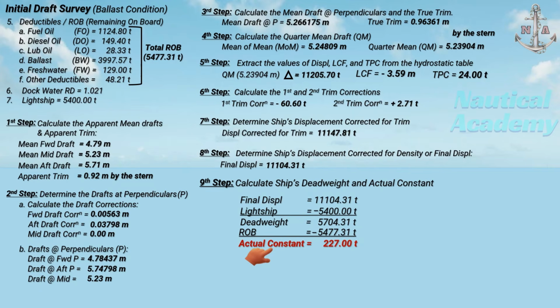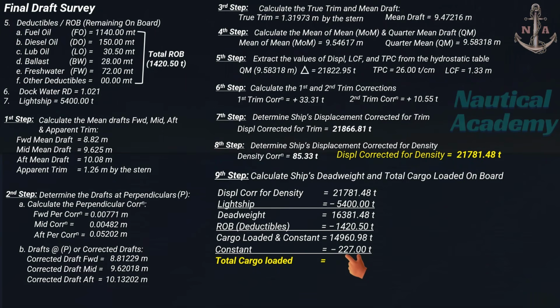The ship's constant is usually determined during the initial draft survey. Assuming that, prior to loading, an initial draft survey was conducted, and the ship's actual constant was determined to be 227 metric tons, so the total weight of cargo loaded on board is 14,733.98 metric tons, or 14,734 metric tons.